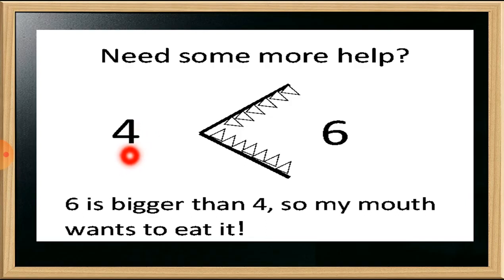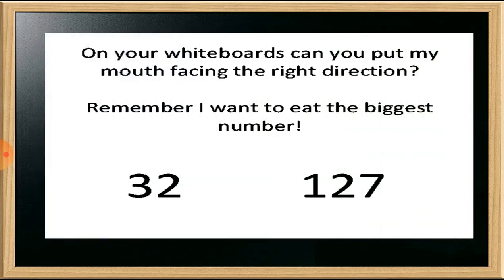As I told you in the note, here is number 4 which is at the left side, and here is number 6 which is at the right side. Now 6 is bigger than 4. So my mouth wants to eat number 6, which is the big number. You can see now 6 is a big number and 4 is a small number. So the alligator will eat number 6 and open its mouth in front of the number 6. Here, see this on your whiteboard.